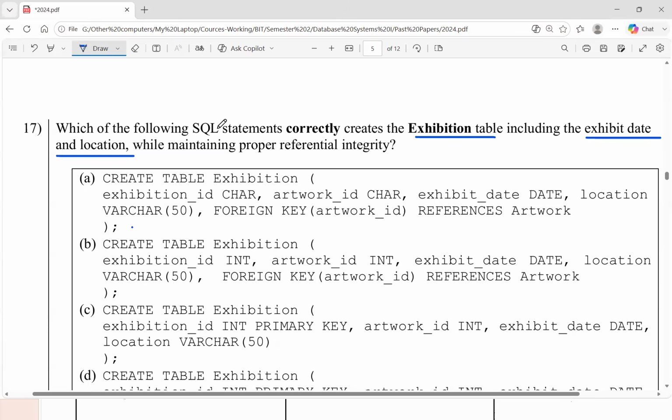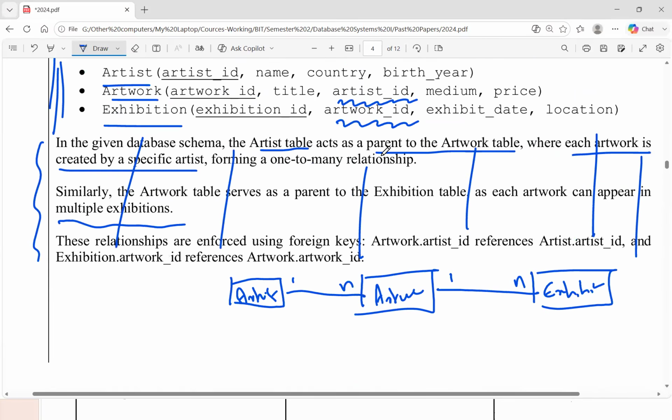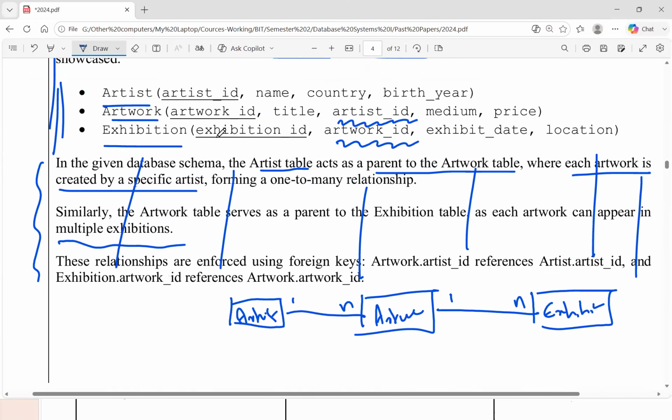So which of the following SQL statements correctly creates the exhibition table including the exhibit date and location while maintaining proper referential integrity? Right. Exhibition table. So you need to have the exhibit ID as primary key, artwork as foreign key, then exhibit date and location.